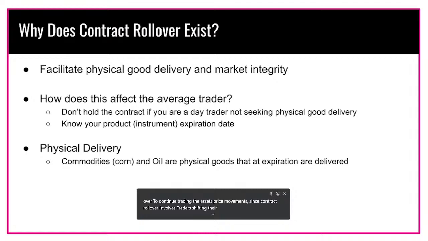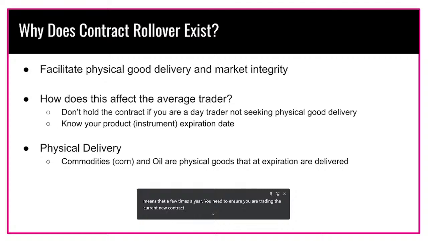Now, physical delivery. The primary purpose of rollover is to avoid the necessity of physical delivery. Most futures traders are interested in price movements rather than owning the actual commodity itself or financial instrument. Rollover ensures that traders can continue their positions without dealing with the logistics and costs associated with taking delivery of the underlying asset.